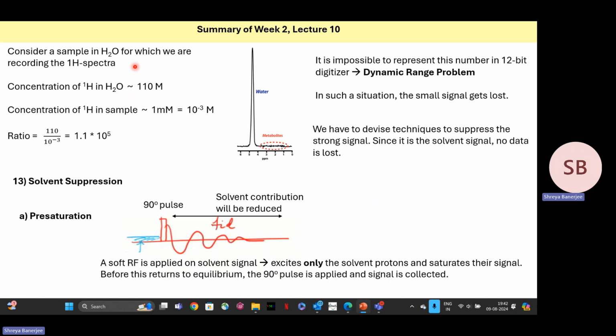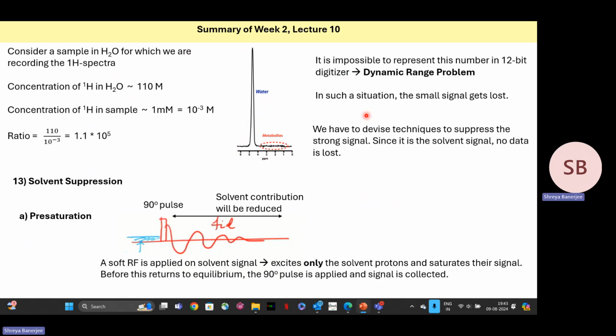What happens actually is that suppose you have a sample in water. You can see this example shown here. You have the sample in water, and the ratio of protons in water divided by the ratio of protons in the sample is huge. It is 10 to the power 5. So this ratio is so large that the sample signal gets suppressed completely. It appears as noise and you can only see the water signal.